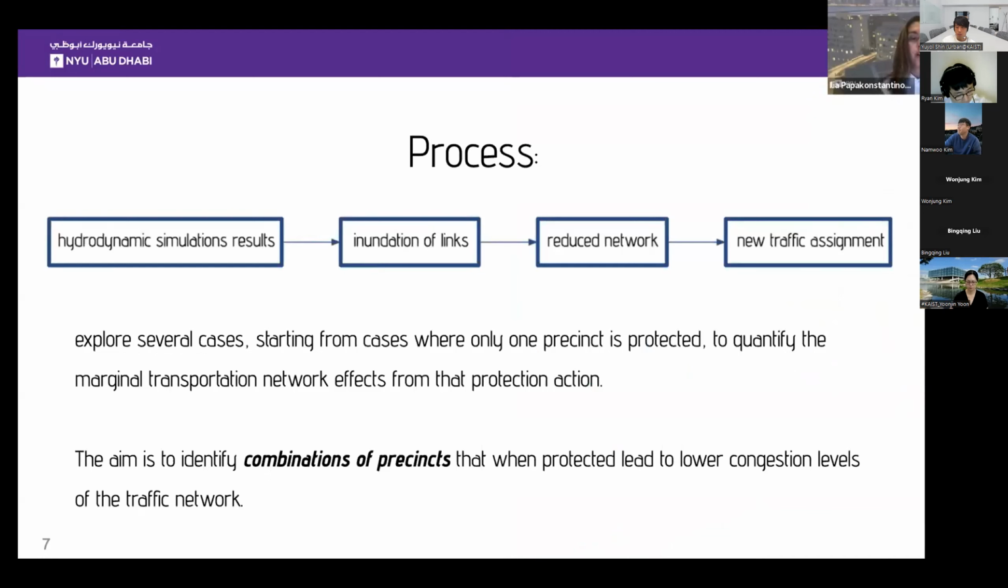So let's see the process of our methodology. First, we use the results of the hydrodynamic simulations as inputs to identify the inundated areas and specifically the inundated links. Then, removing those links, we end up with reduced networks for which we do a new traffic assignment. We explore several cases, starting from the marginal cases, so what happens when only one precinct is protected. And the aim is to identify combinations of precincts that, when protected, lead to the lowest congestion levels possible.